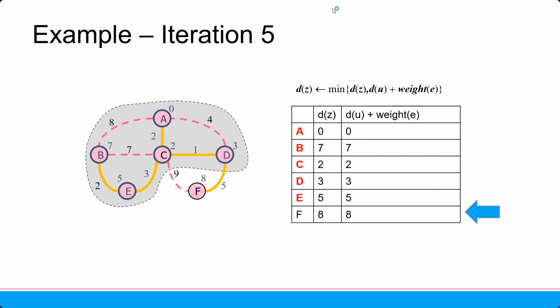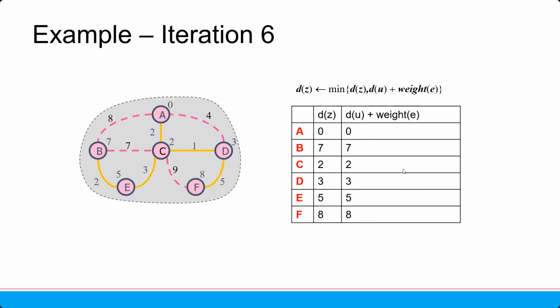We choose B for the next node. And in B, we cannot go to any other node. We cannot go to F because there is no direct edge to F. Then we choose F as the last one. Then this is the minimum distance from A to all other vertices.